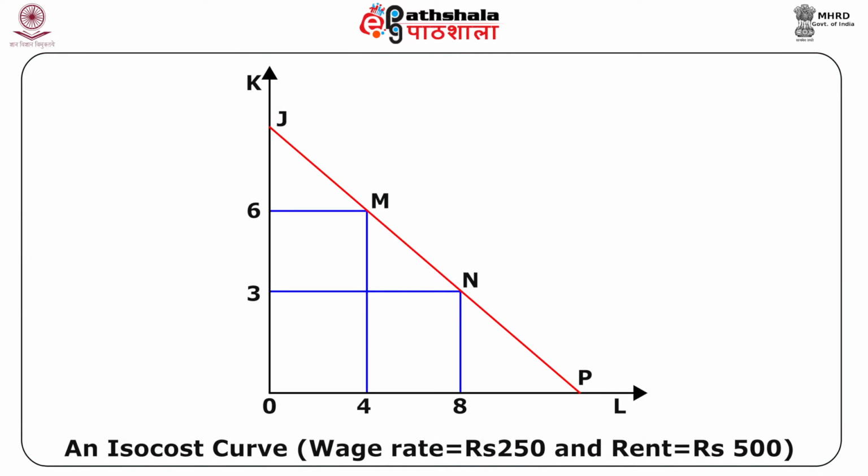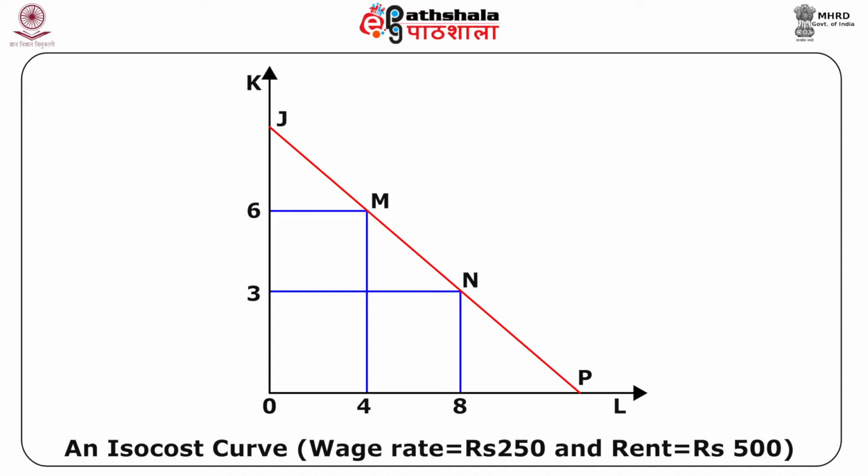Figure 5 shows the iso-cost line for a total expenditure of rupees 4,000, that is C, when the given price of labor, that is wage rate W, is rupees 250 and the price of capital, that is rental R, is rupees 500. Each combination of K and L on the iso-cost line involves a total expenditure of rupees 4,000. Point J shows the total amount of capital that can be purchased with rupees 4,000 when 0 unit of labor is used. It is the maximum amount of capital that can be employed, that is 8 units, which is equal to 4,000 divided by 500.